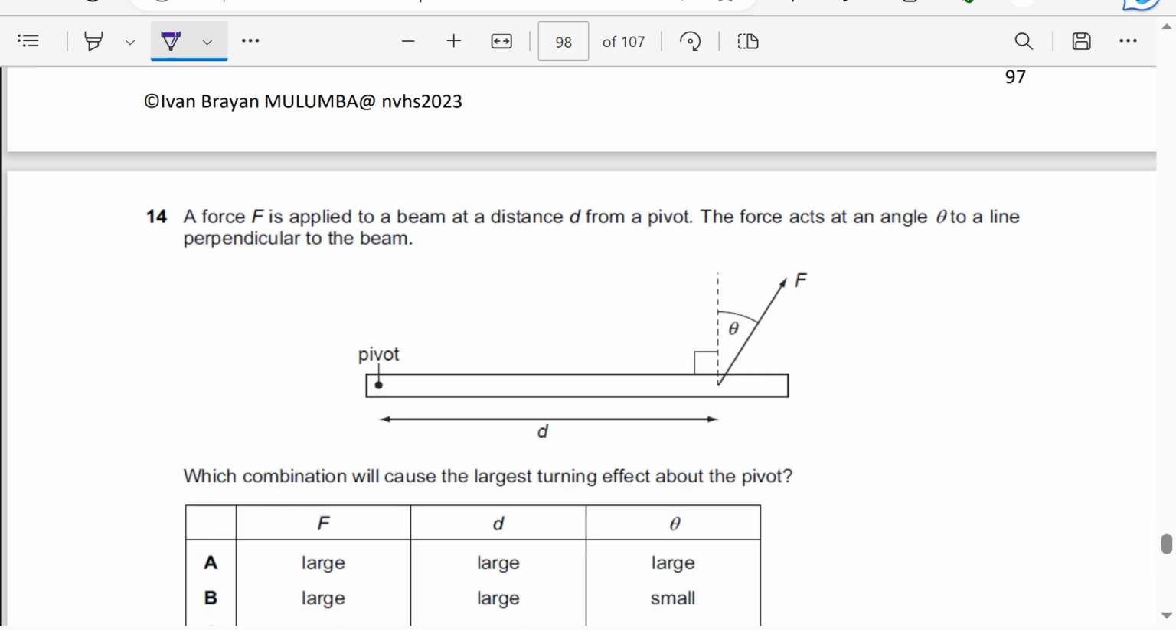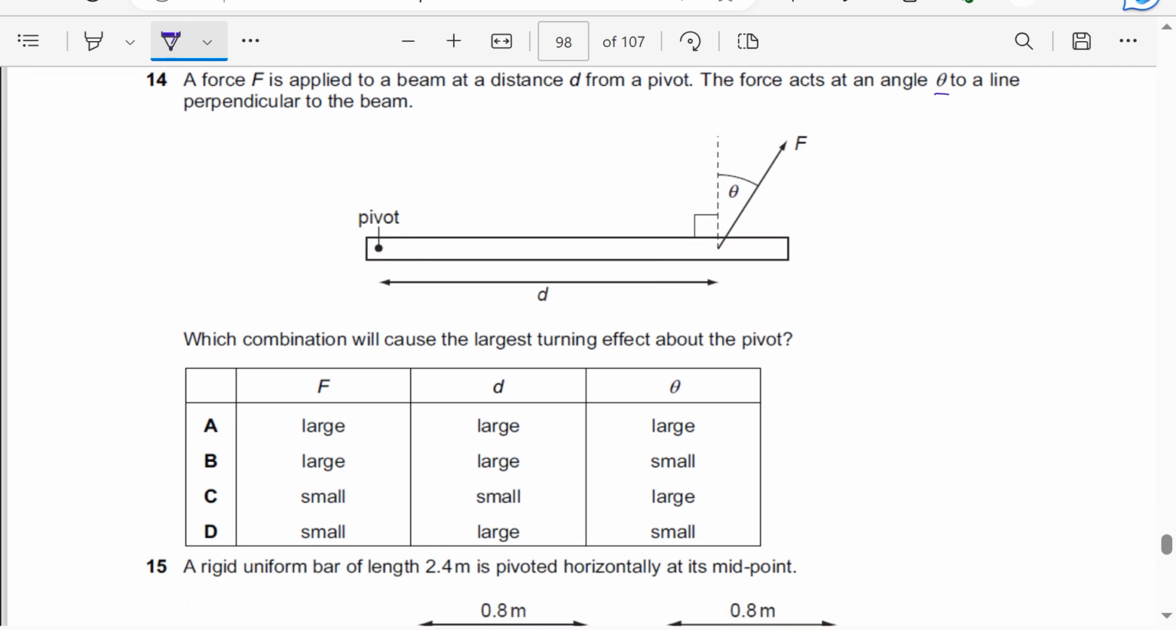A force F is applied to a beam at a distance D from a pivot. The force acts at an angle theta to a line perpendicular to the beam. Which combination will cause the largest turning effect about the pivot?